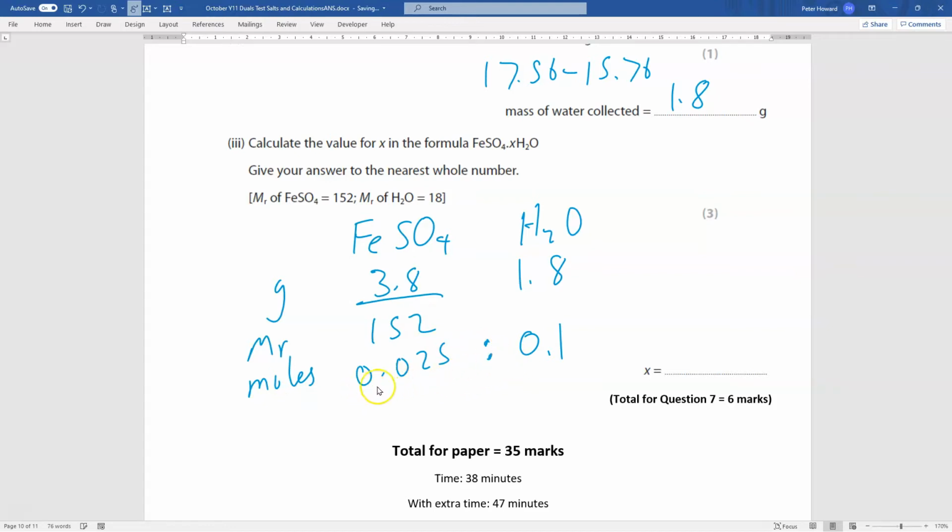That's a ratio. To make it simpler, we can divide both by the smallest number. So 0.025 divided by 0.025 gives me 1. 0.1 over 0.025 gives me 4. So for every iron sulfate, there are 4 waters, so X equals 4.